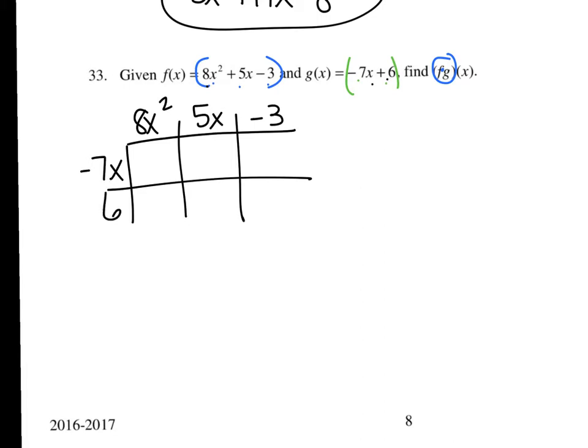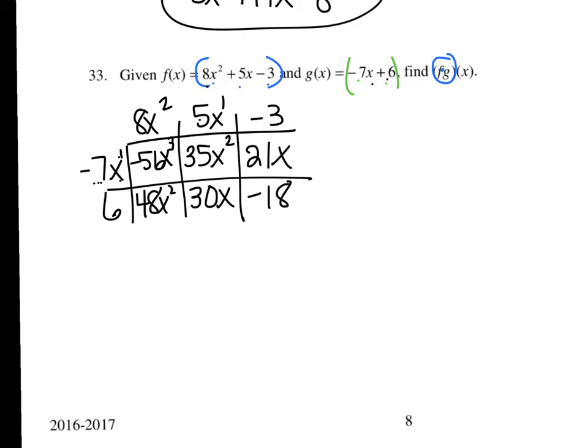Now I'm going to go through and multiply. Remember to multiply the coefficients, the big numbers, and add the exponents. So negative 7 times 8 is negative 56. X to the second times x to the first is x to the third. Negative 7 times 5 is negative 35. And x to the first times x to the first is x to the second. Negative 7 times negative 3 is positive 21 with that x. And now for the bottom row, 6 times 8 is 48 with an x squared. 6 times 5 is 30 with an x. And 6 times negative 3 is negative 18.